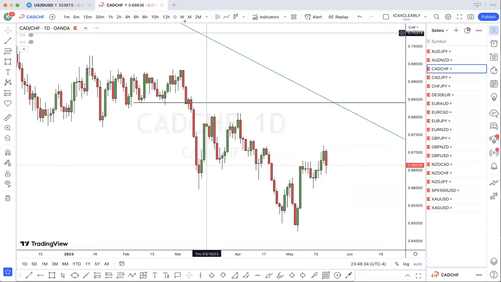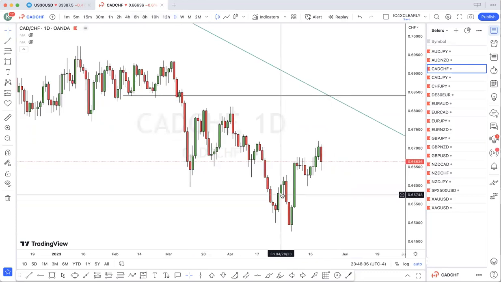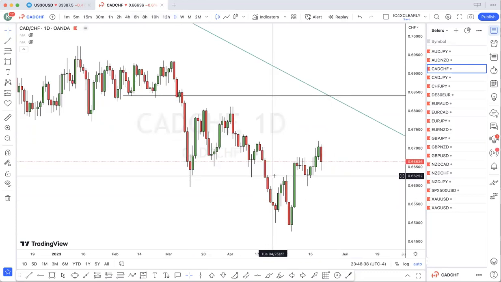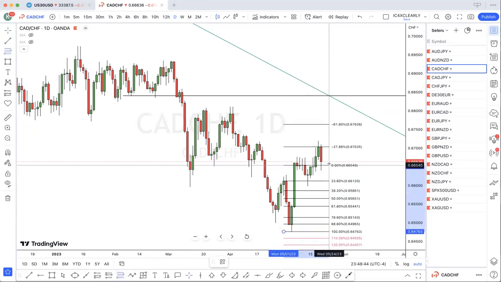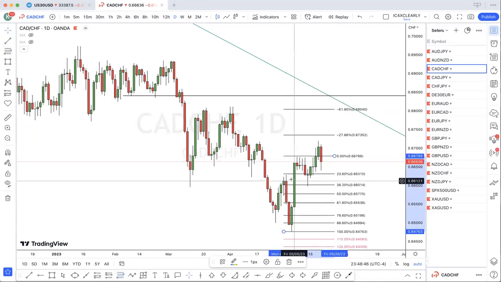So let's go down to the daily. As you can see, price has broken structure here. We got a minimal pullback, 38.2 pullback.